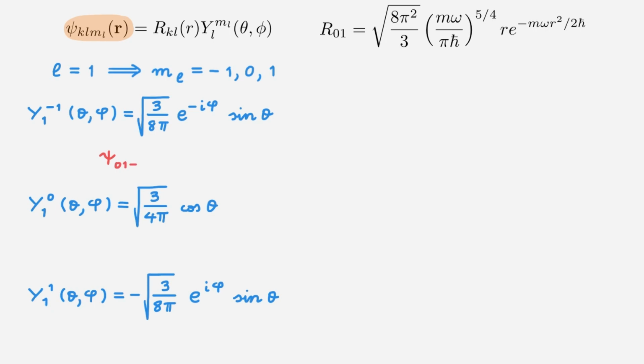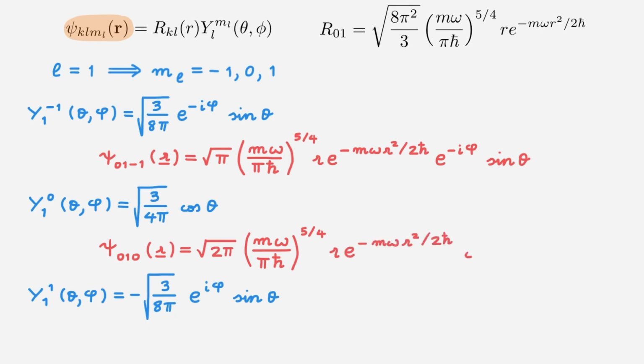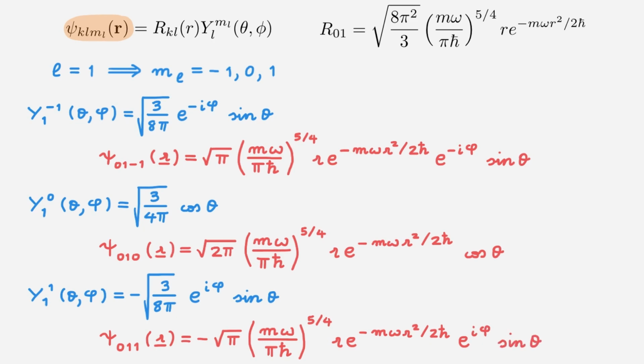The first one is psi01-1, and is given by this combined prefactor, the r-dependent terms and the angular-dependent terms. The second one is psi010, and is given by this combined prefactor, the r-dependent terms, and again the angular term. And the third is psi011, which is given by this other combined prefactor, the r-dependent terms, and the angular terms. We therefore have a triply degenerate first excited state for the 3-dimensional isotropic quantum harmonic oscillator.